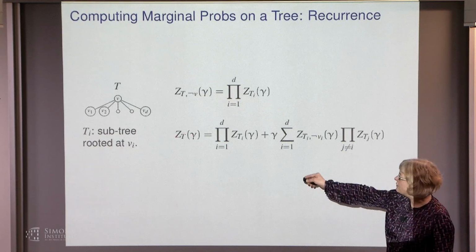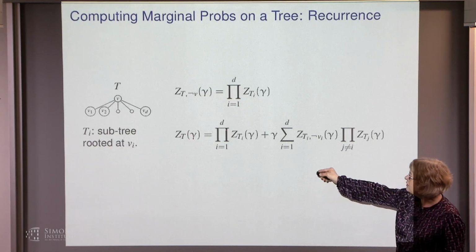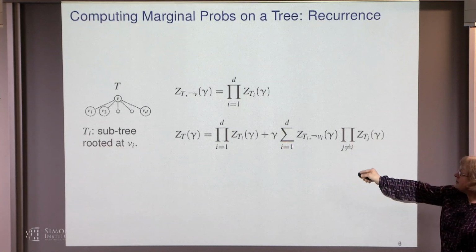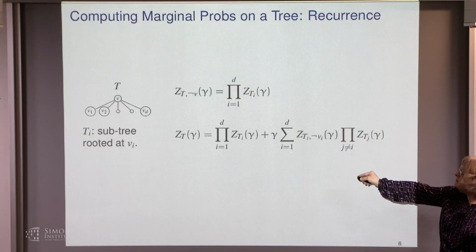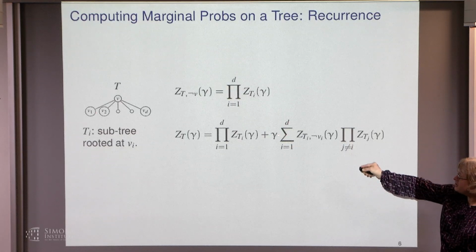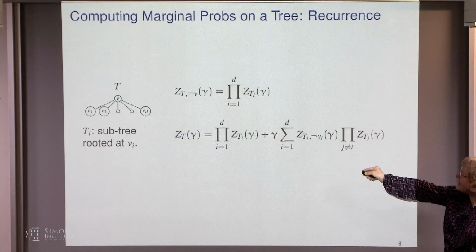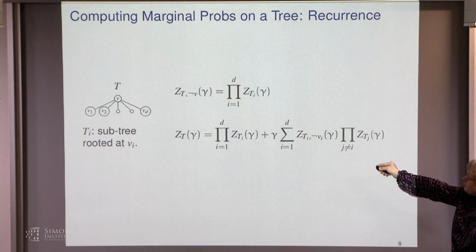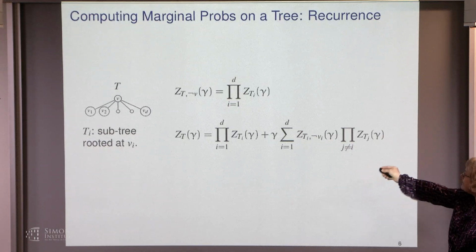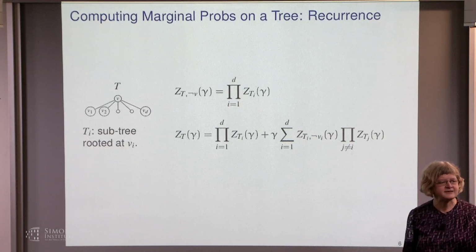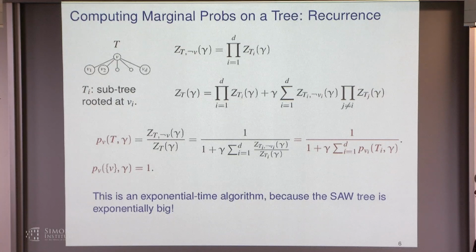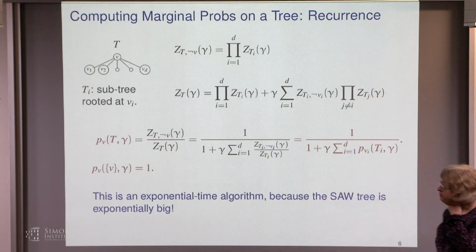But if I wanted the whole partition function, well, either v could be unmatched, or else for one of its d children, I could match v to the child, so I get a factor of lambda for that. Then I better look at the recursive polynomial corresponding to the child not being matched, and everything else can do what it likes. So that's straightforward.